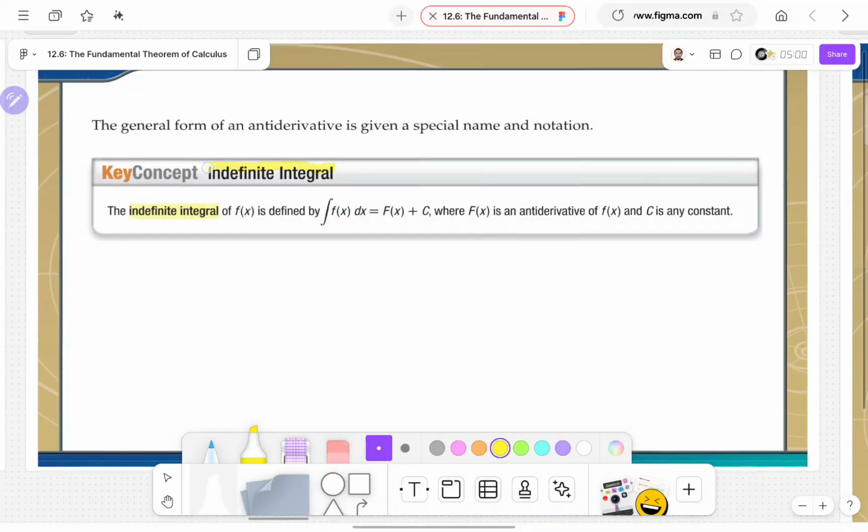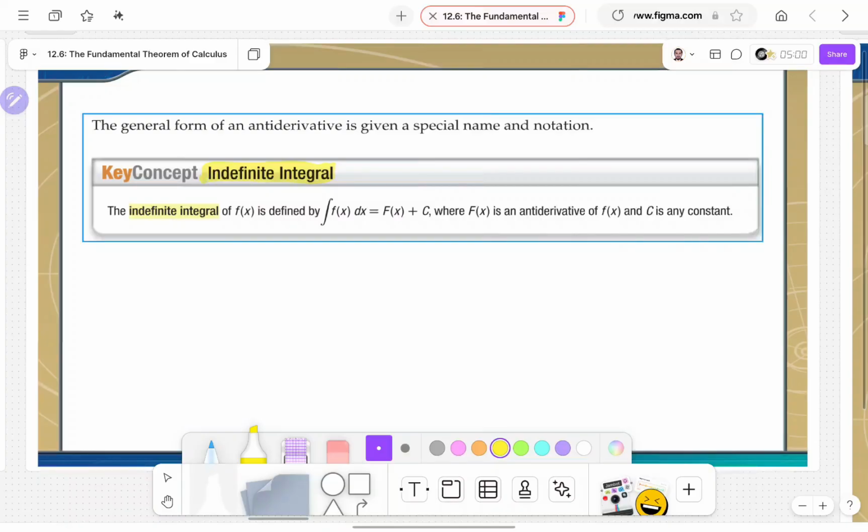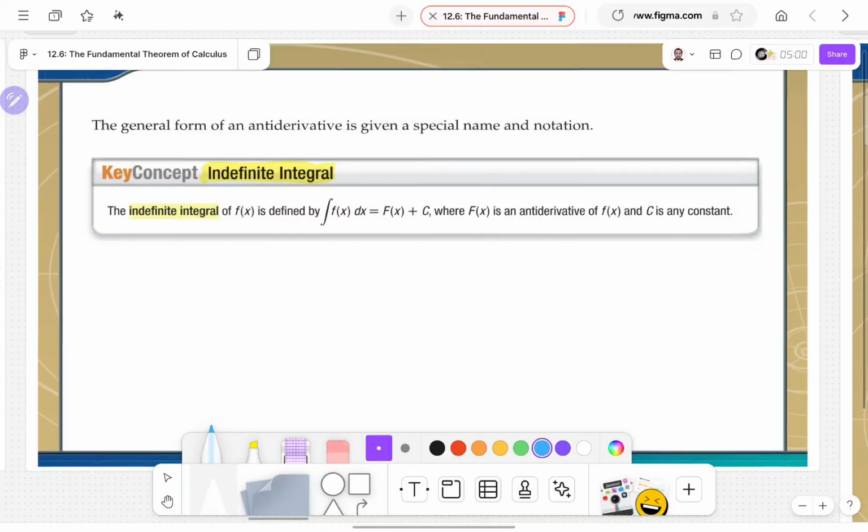Now for the integral, as you can see here, we have something we call the indefinite integral, and also something we call the definite integral. So what is the difference between indefinite and definite integral? The difference is only the interval, which is a and b.